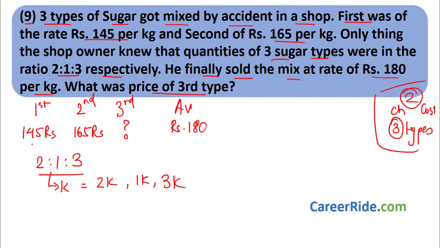So the quantity of first type of sugar is 2k kg. Second type it is k kg. Third type it is 3k kg. And when the three of them mix, how much would be the final mixture quantity? It would be 2k plus k plus 3k, that is 6k kg, right? Now, he sold the mix at the rate of rupees 180 per kg.